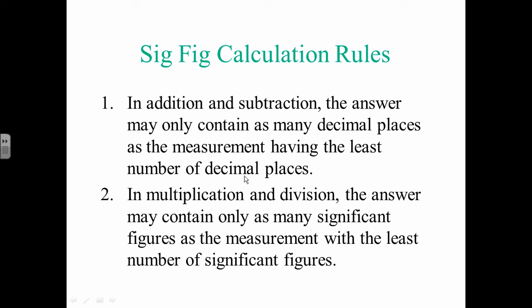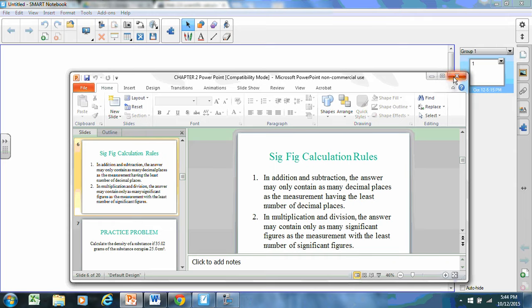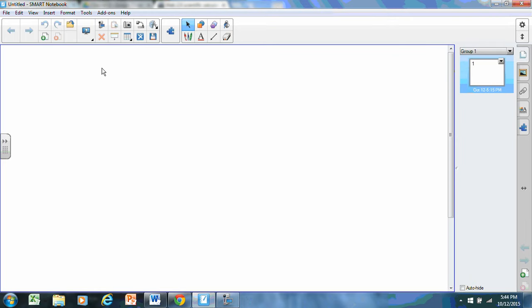The difference is, in addition and subtraction, the only thing that matters is what's going on to the right-hand side of the decimal place. For multiplication and division, what matters is significant figures. And so that's really the tough part, because you always have to remember what rule to use.